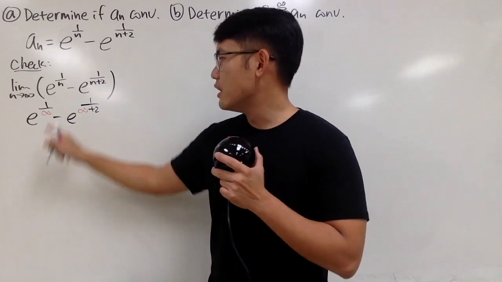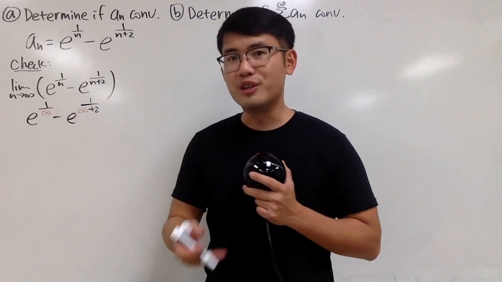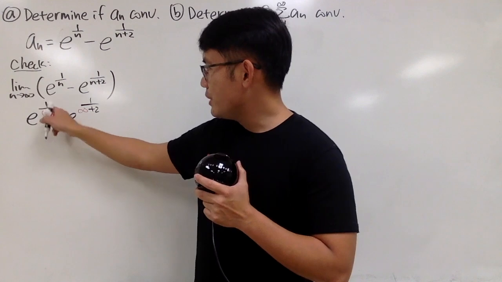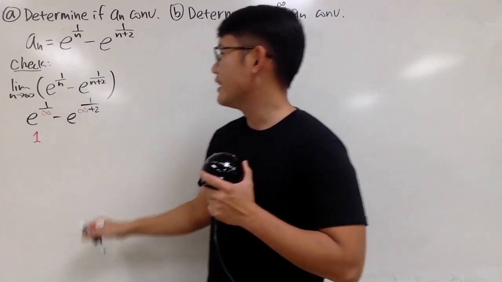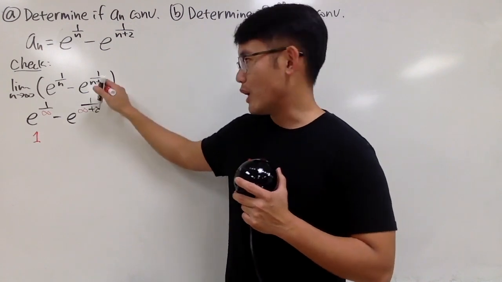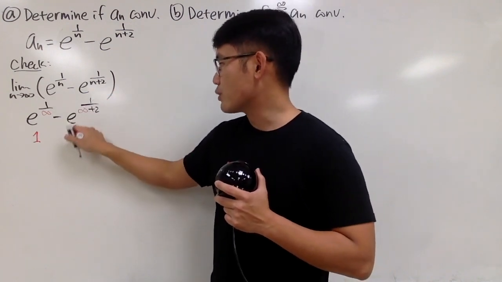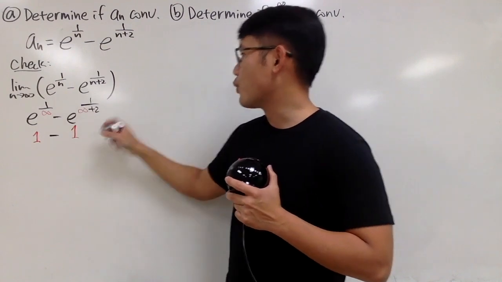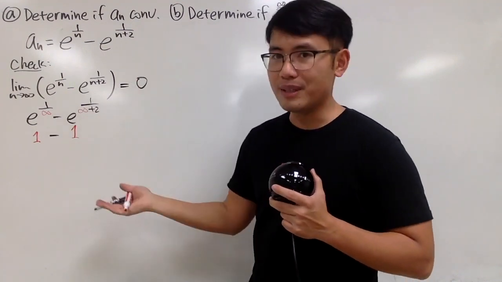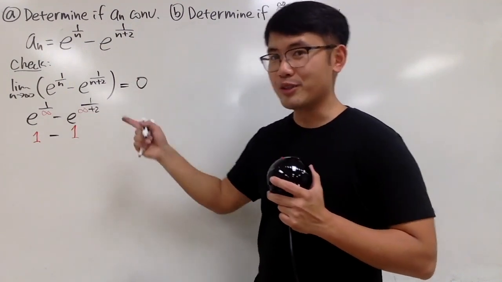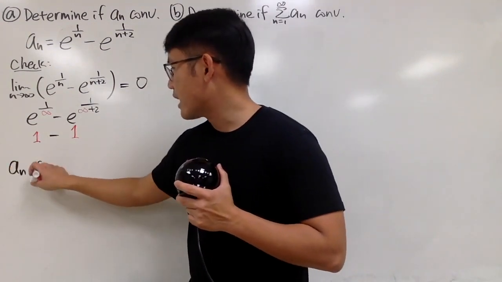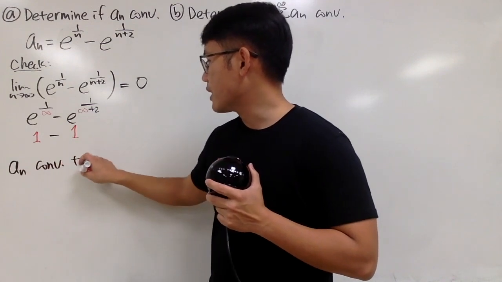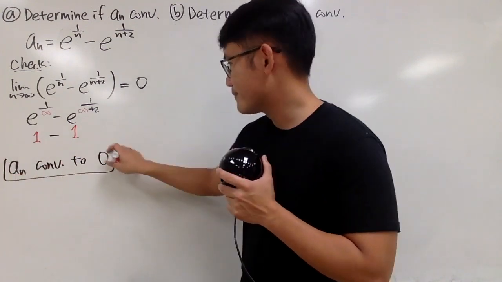And the deal is that 1 over infinity, of course, approaches 0. e to the 0 will give us 1. So that's very nice. Similar right here, we also have 1 over infinity. So this is also 1. And 1 minus 1, of course, we get 0 for the limit. Anyway, we do know that a_n converges, and we know it converges to 0.